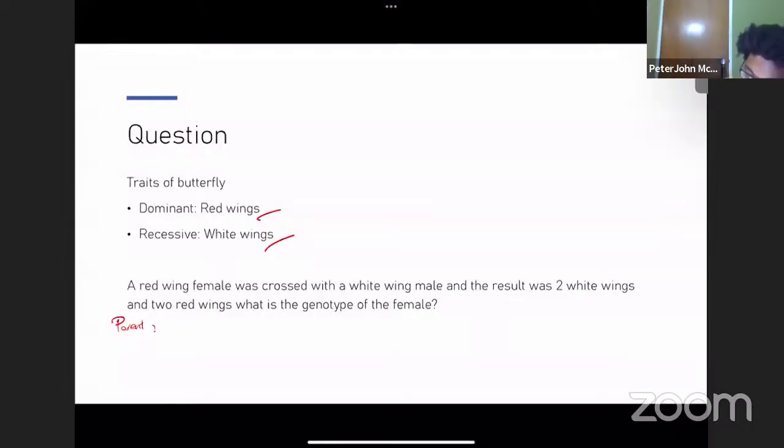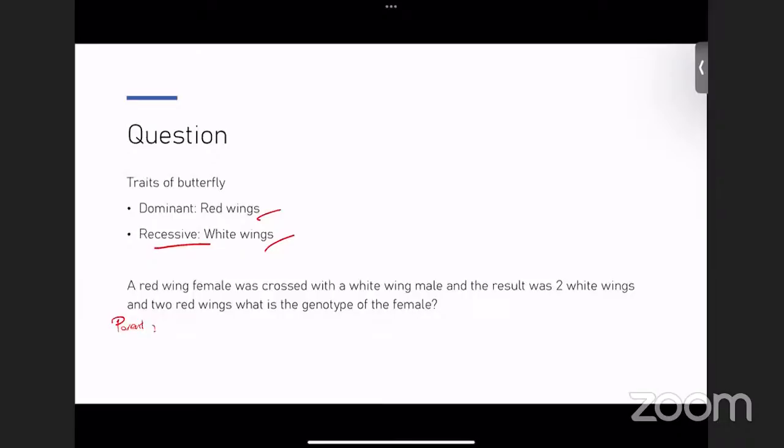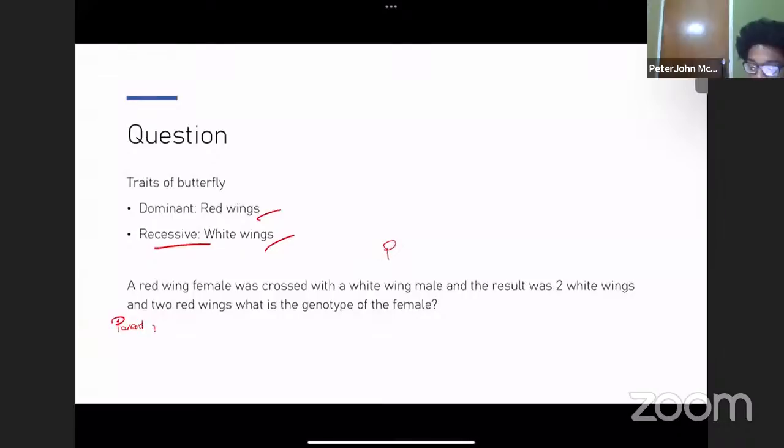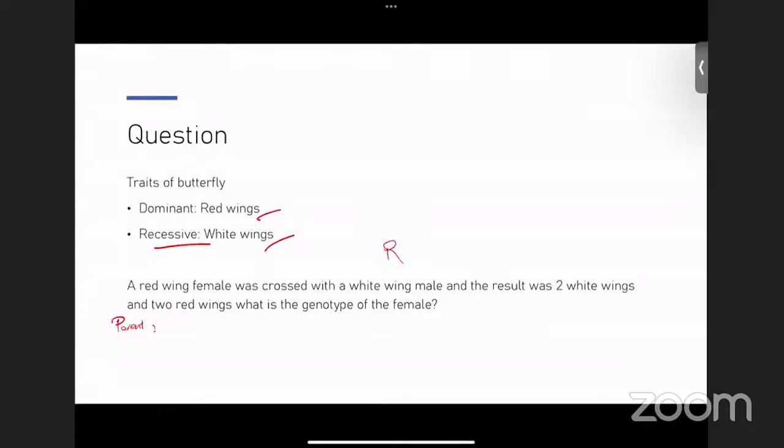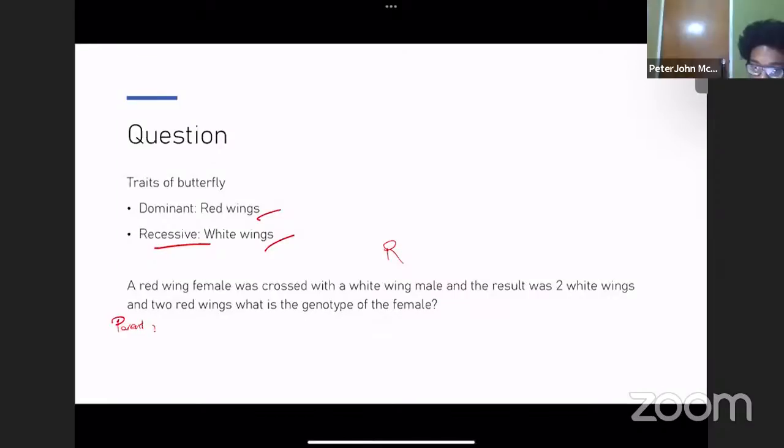What do we have? White wings is recessive. Red wing female, white wing male. So if we're doing male first, what has to be the genotype of the male? Let's use R. Let's use R for white. So what has to be the genotype of the male?